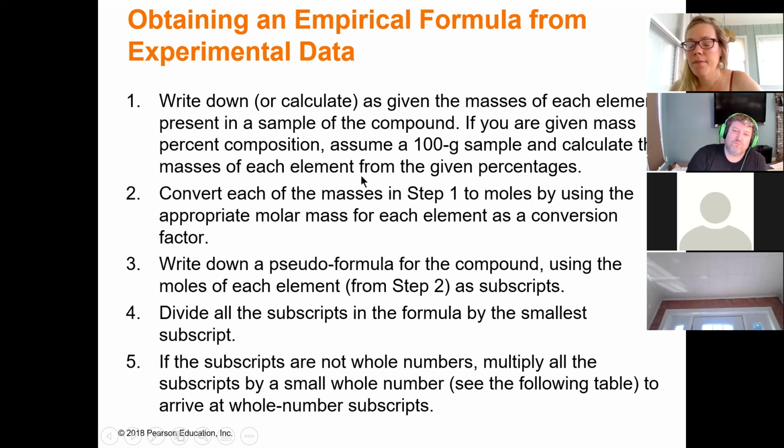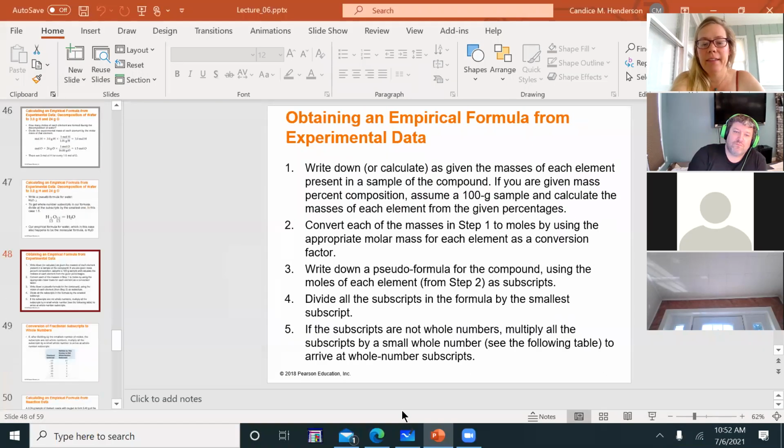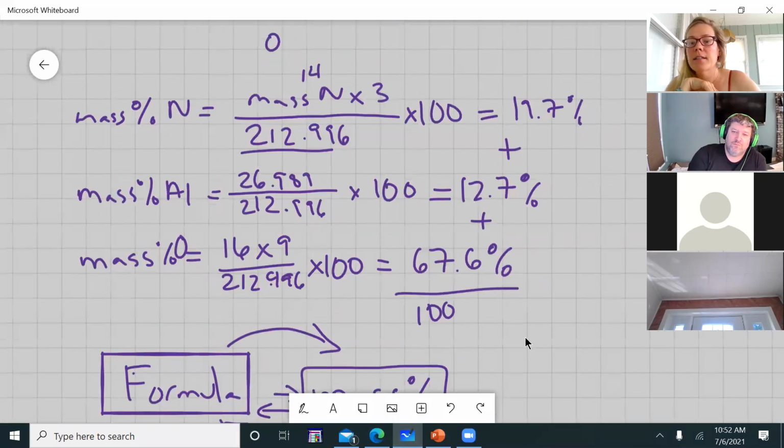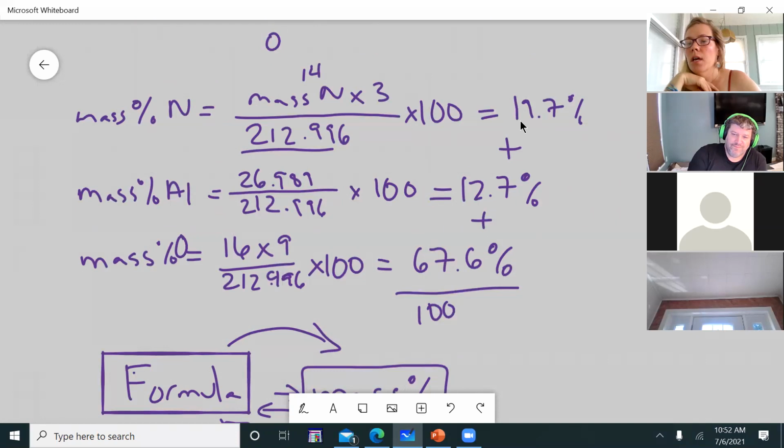Okay, so if we were looking at, for instance, this here, let's say I gave you these values and it was 19.7%, 12.7%, and 67.6%. The first thing you would do is just ditch the percentage and put it as a gram. You can do that for this specific type of problem because we assume a 100-gram sample. So those would all be 100-gram values. It gives us the same ratio.